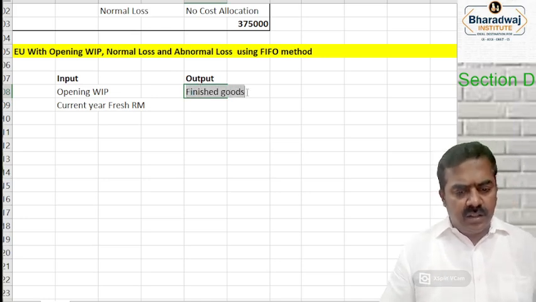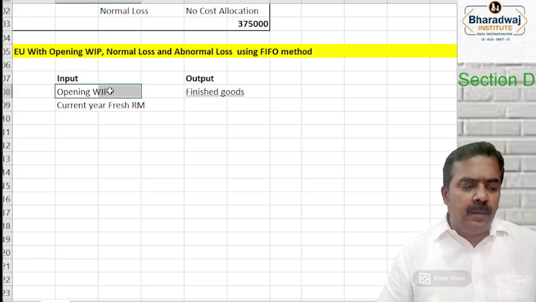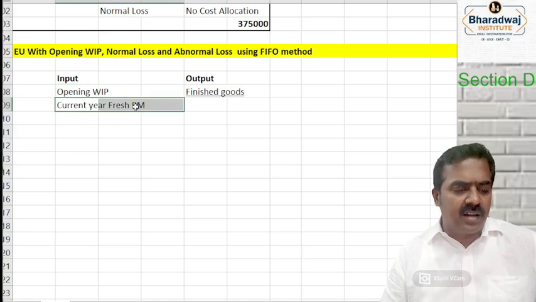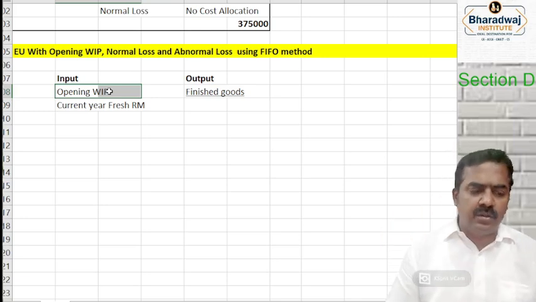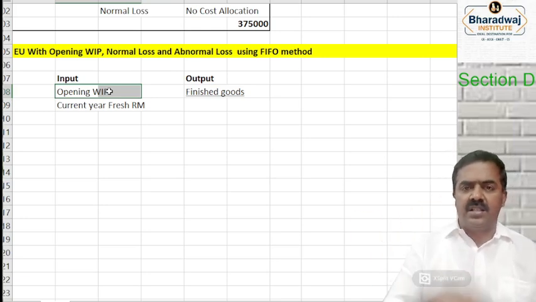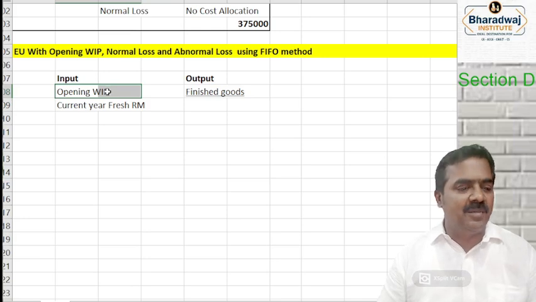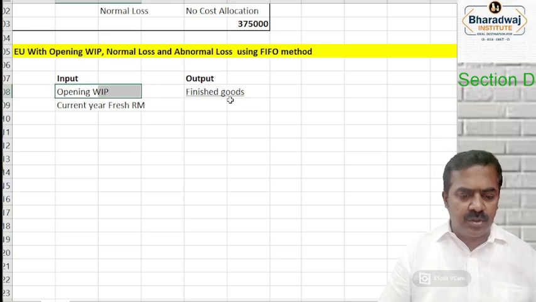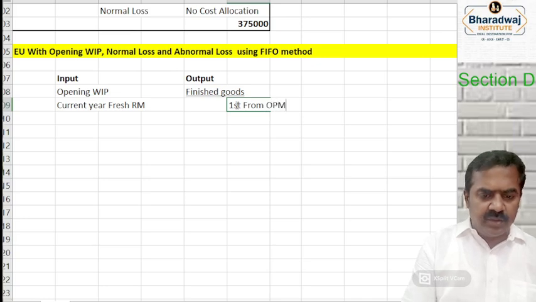If it is finished goods, which one will you complete first? Will you complete opening WIP, then take current year raw material? Or will you do current year raw material, then do opening WIP completion? There is already a semi-finished good. Will you complete that first and touch the fresh raw material? We are using which method? FIFO method means finished goods first from opening WIP.